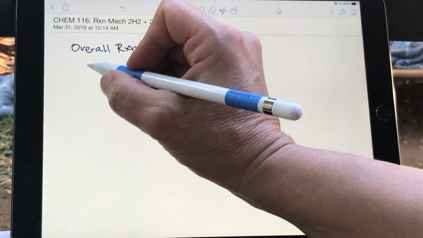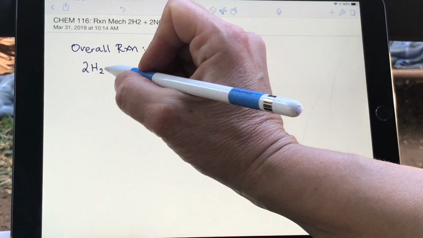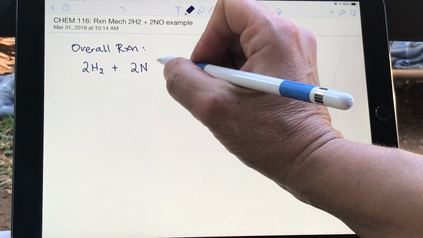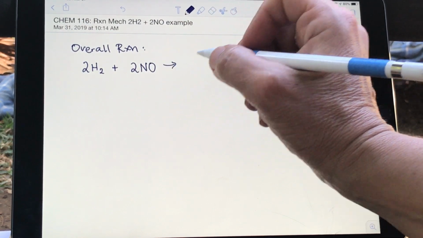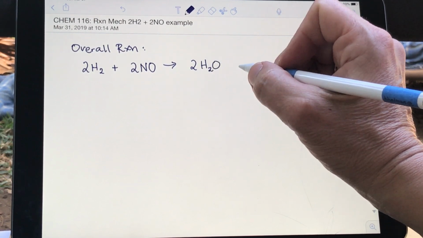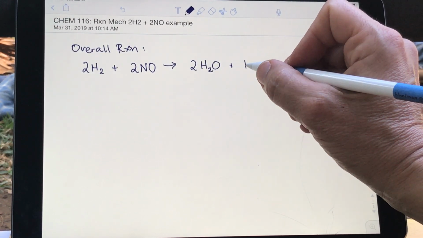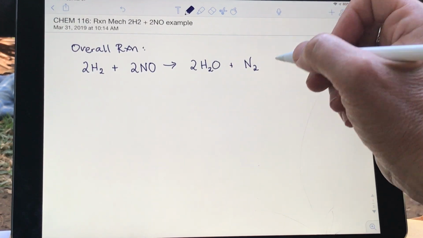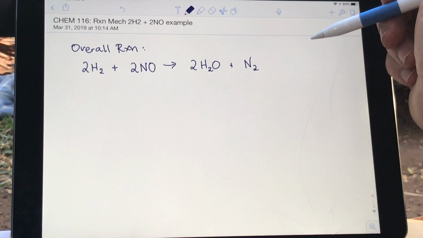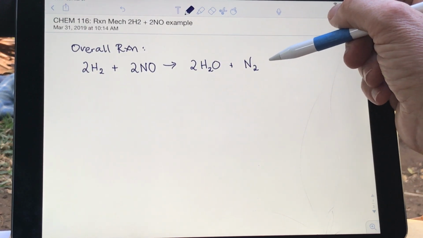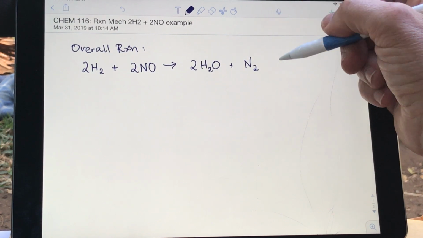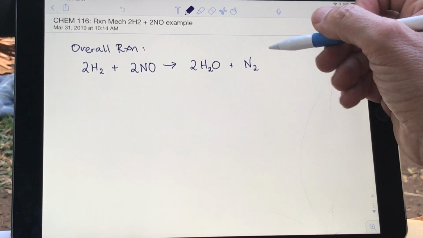This is a reaction between H2, hydrogen, and NO, nitric oxide. When these react, they form 2 molecules of water and nitrogen, N2. It's all a gas phase reaction. A lot of the examples we're doing are gas phase reactions because those have been so much easier to study, especially when looking at the elementary steps. So they're very typical.